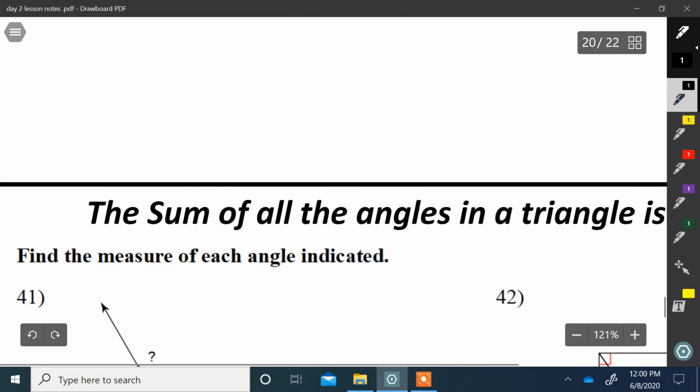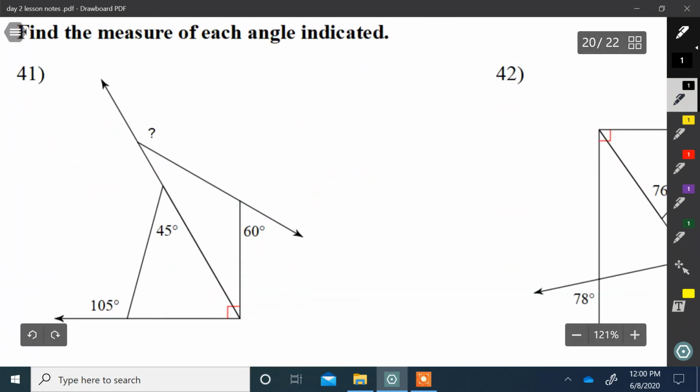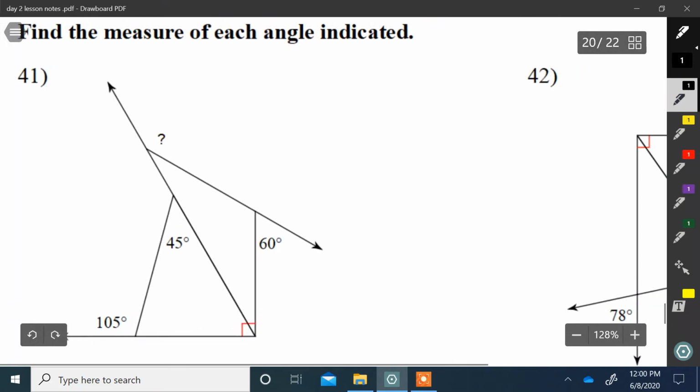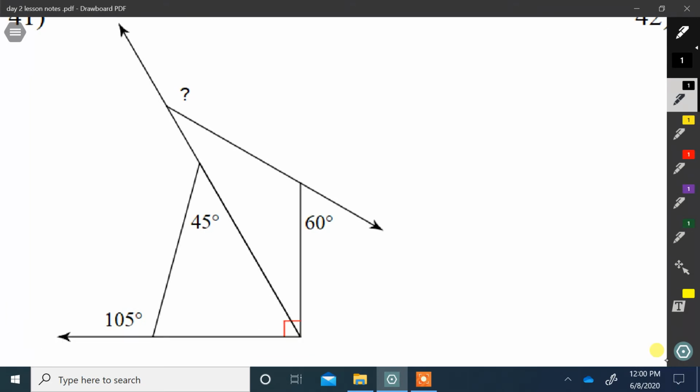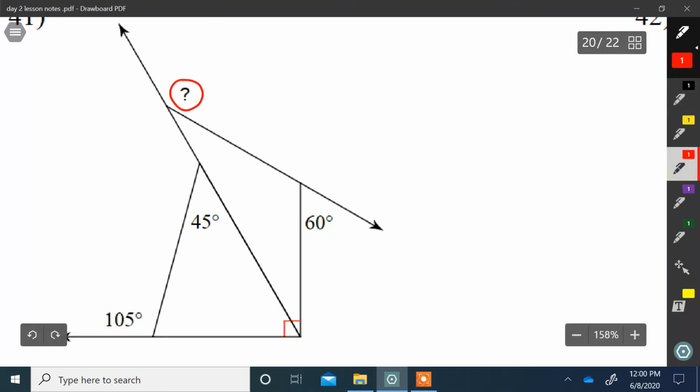Let's do some harder ones. I'm pretty sure I have harder ones in here. All right. Find the measurement of the angle indicated. All right, so we have to find this guy here. We have to use everything that we know in order to solve it. Okay, so let's use absolutely everything that we know in order to solve this one.